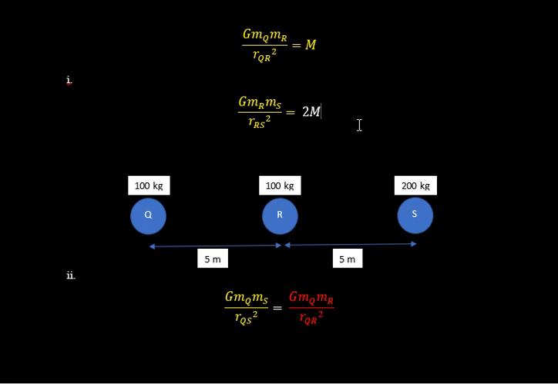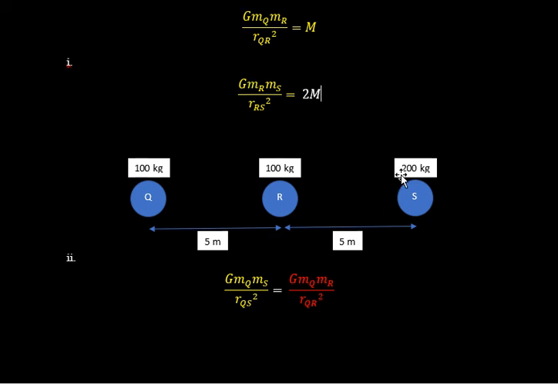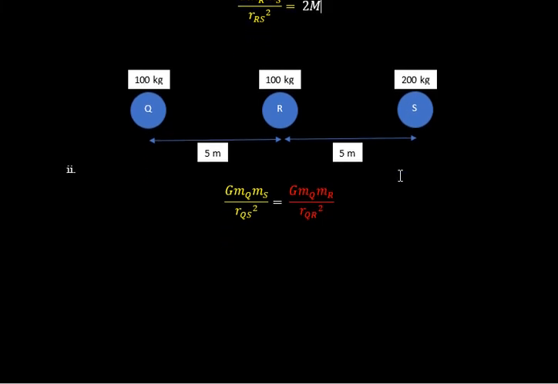If we interpret it, let's say the gravitational force between Q and R is 5. The gravitational force between R and S will be 10. Why is it 2 times greater? Because one of the masses, this one, is 2 times greater. Okay, let's move on to the second section.